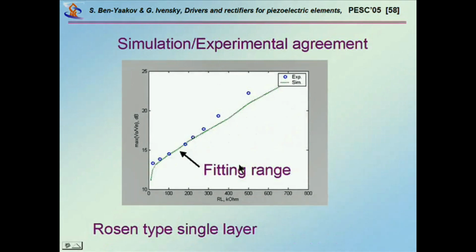So what do we do about it? Well, normally what we do, we fit it to the area that we like to work at. For example, the round circles will be experimental, and the dotted line will be simulation using the model that was fitted here. If you fit the model here, then obviously for different load resistances it will not be good.